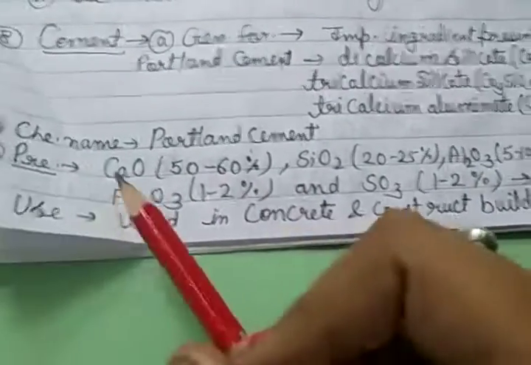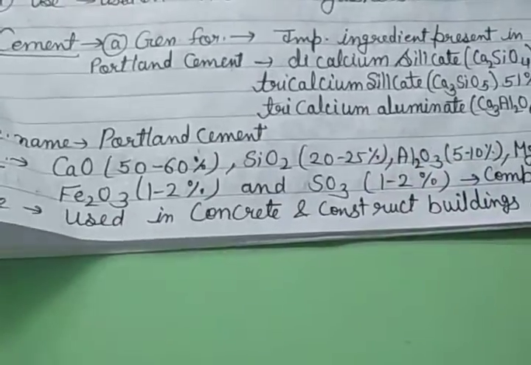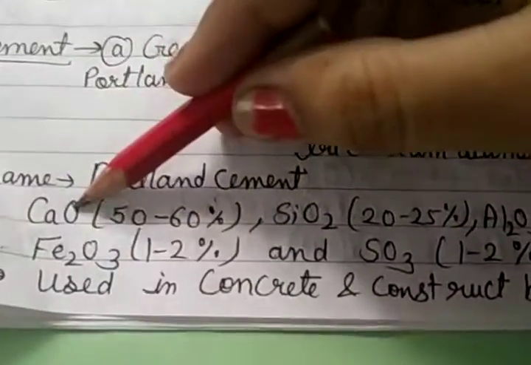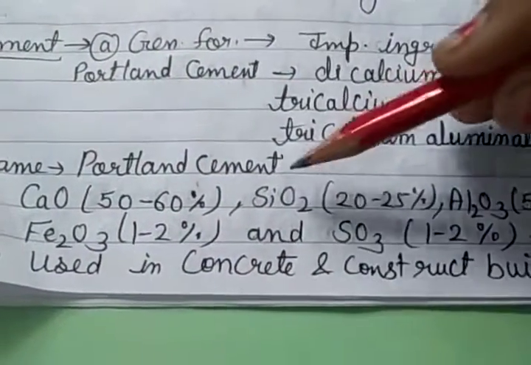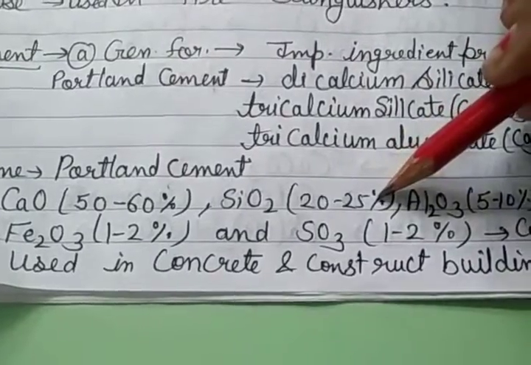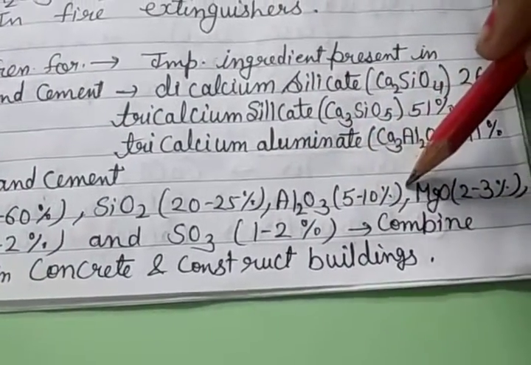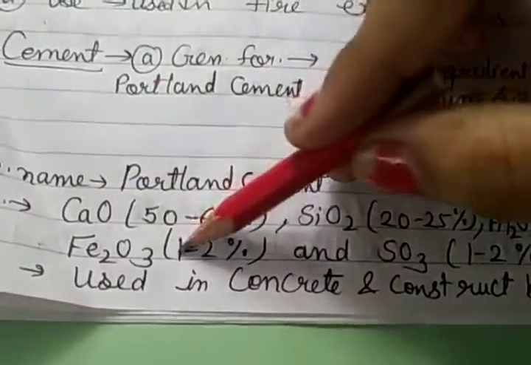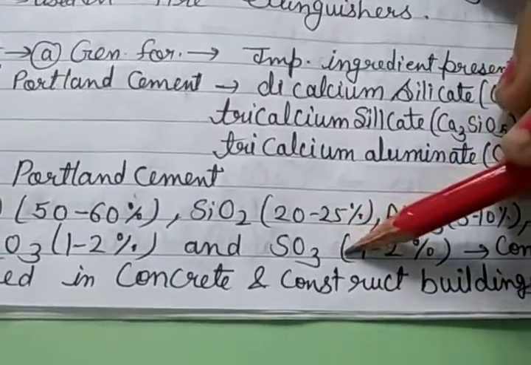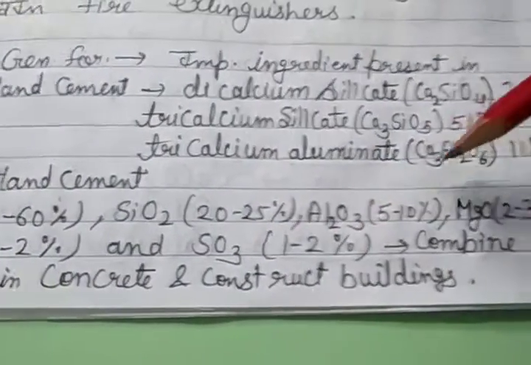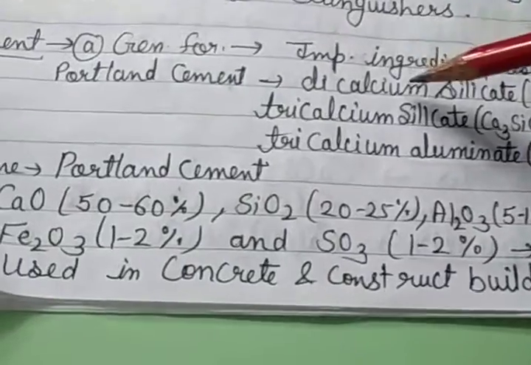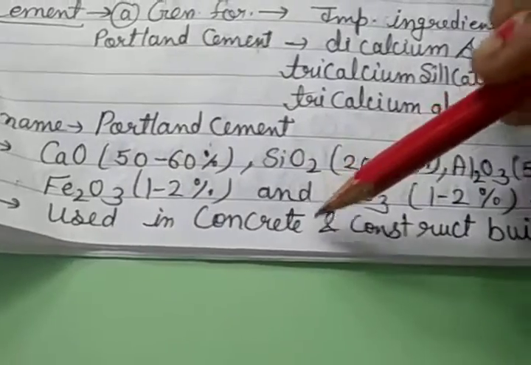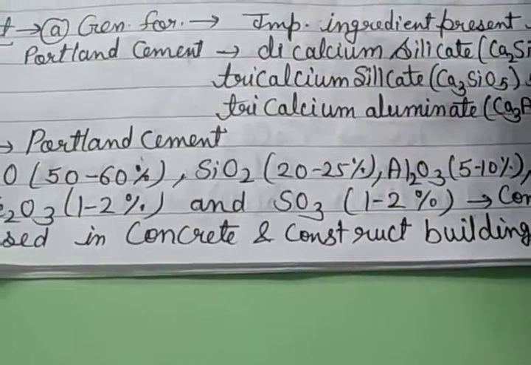And preparation of cement: these components are mixed together and then Portland cement is formed. Calcium oxide 50 to 60%, SiO2 silica 20 to 25%, Al2O3 5 to 10%, MgO magnesium oxide 2 to 3%, Fe2O3 1 to 2%, and SO3 sulfur trioxide 1 to 2%. Combined together, Portland cement is formed. It is mainly used in concrete and to construct buildings.